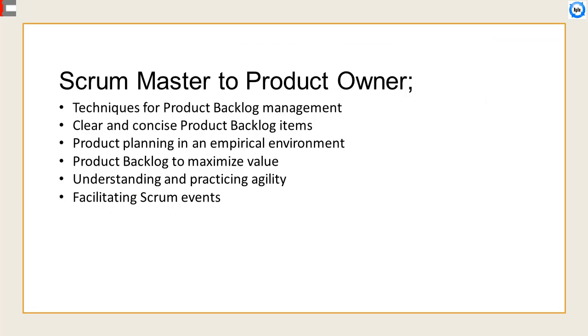The Scrum Master serves the product owner in several ways, including finding techniques for effective product backlog management, helping the Scrum team understand the need for clear and concise product backlog items, understanding product planning in an empirical environment, ensuring the product owner knows how to arrange the product backlog to maximize value, understanding and practicing agility, and facilitating Scrum events as requested or needed.